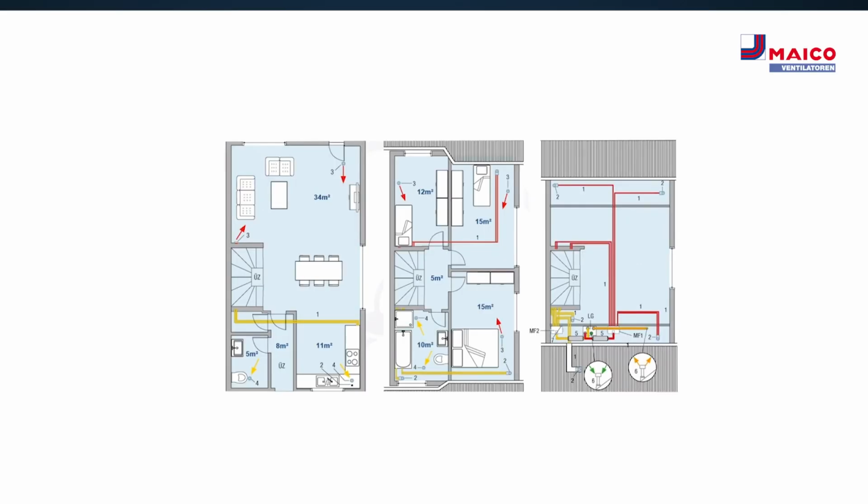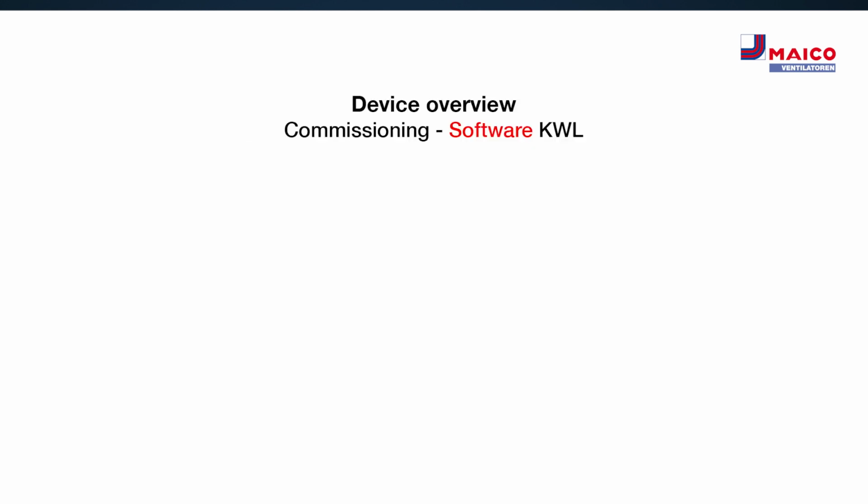Now that the ventilation system has been installed, it is time for commissioning. This requires setting the planned air volume flows for the intended air stages and the individual supply air valves. Our KWL commissioning software is an efficient tool that enables you to commission your system quickly and easily.